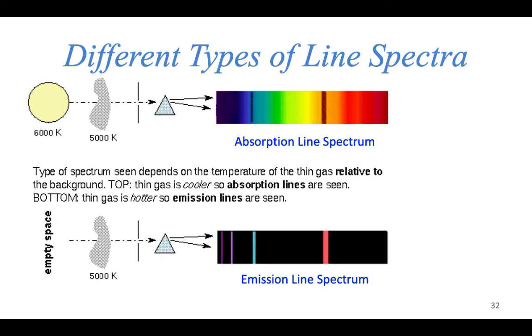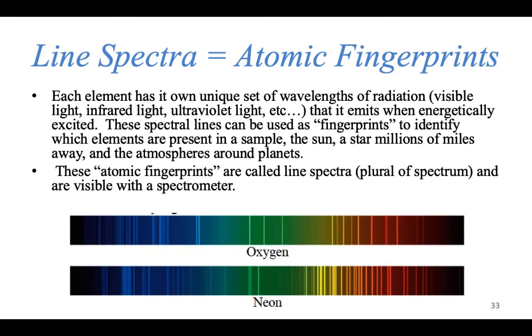Sunlight and starlight produce an absorption line spectrum, where all the colors of the rainbow are present, but there are dark lines in the spectrum. The dark lines are missing wavelengths of light. On the other hand, gas discharge tubes produce an emission line spectrum, where most of the spectrum is black with bright lines of light. A line spectrum can be used to identify an element, just like a fingerprint can be used to identify a person.